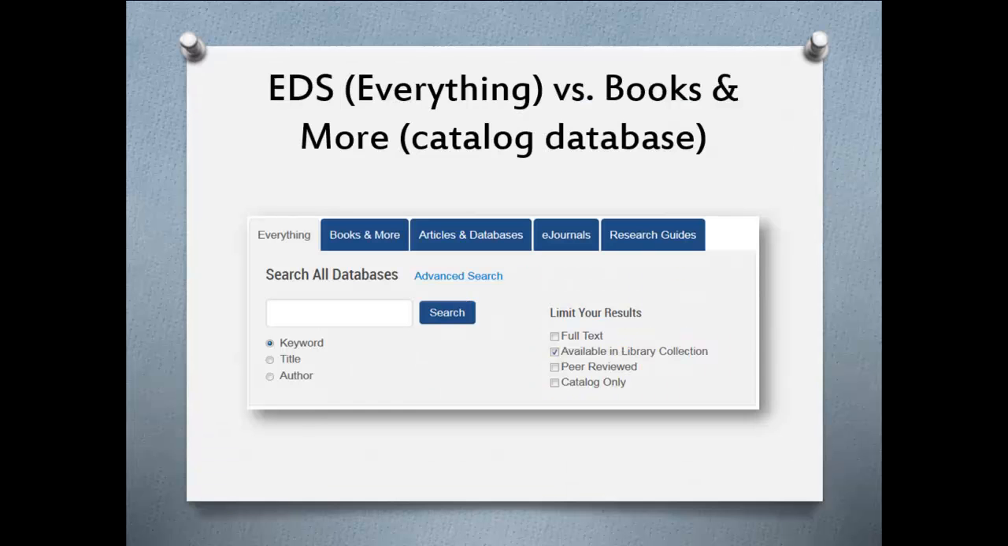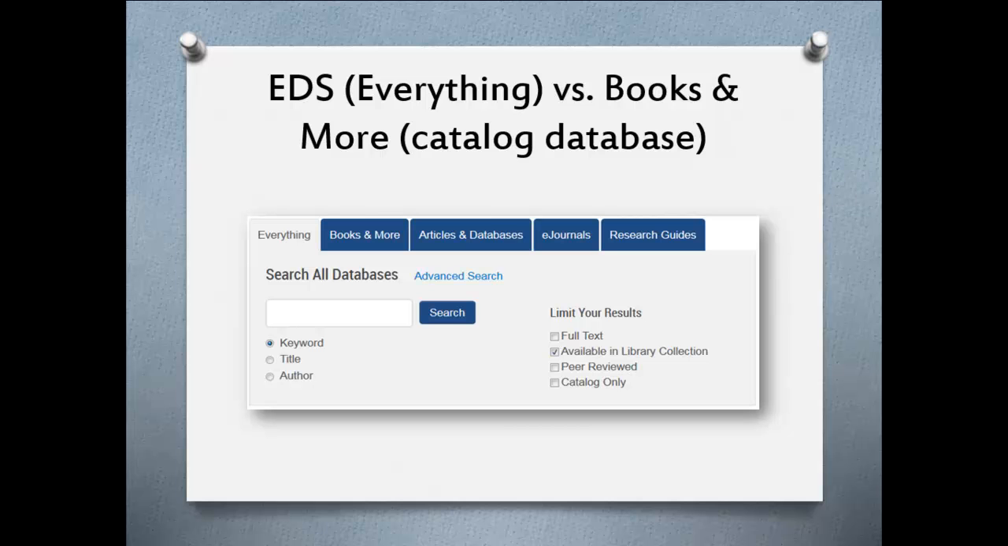So this is what it looks like on the library's homepage. This is a screenshot of the search box, and you can see on the far left everything is in gray and the other tabs are in blue, and that's because everything is already selected, and it's selected as the main thing. It's the default on the library's homepage, and that's because when we say everything, it does have quite a lot in it. It's a bit of a misnomer to say everything because truly not everything is in it, but a lot is in it.